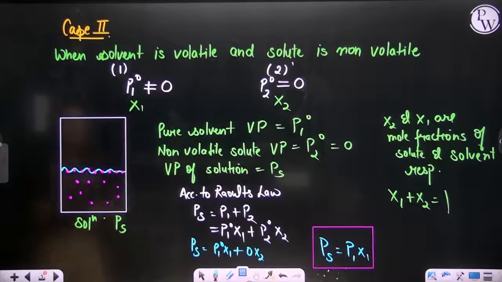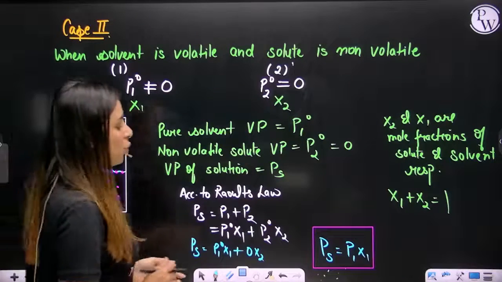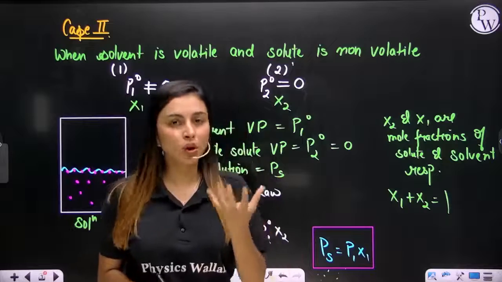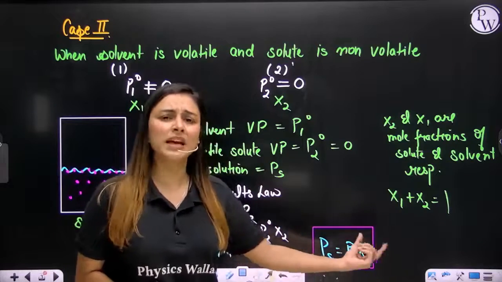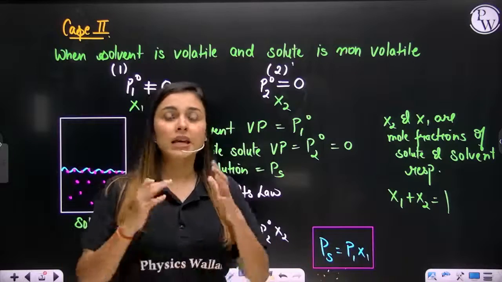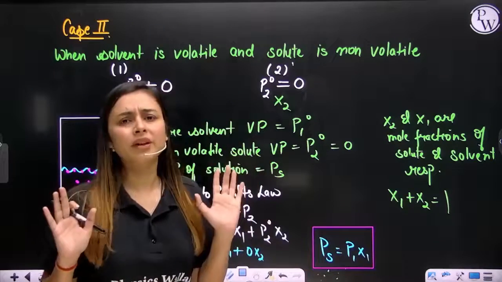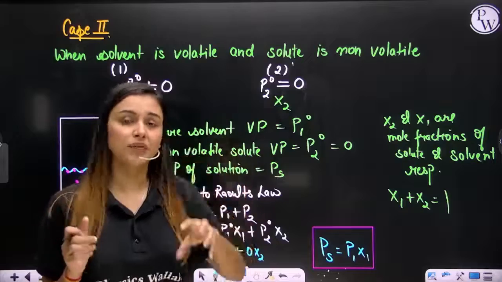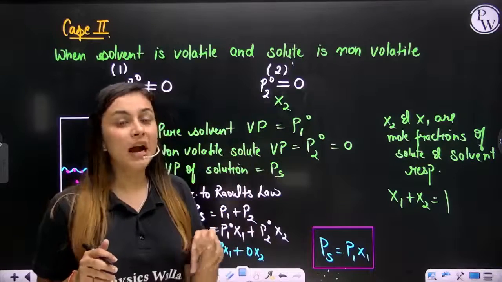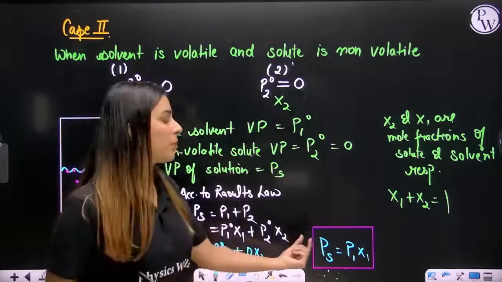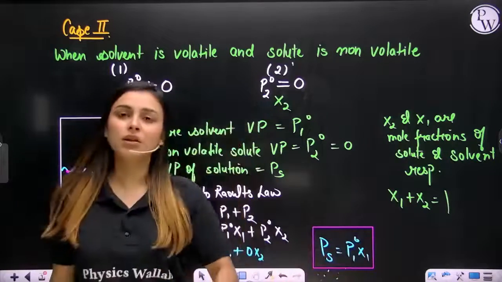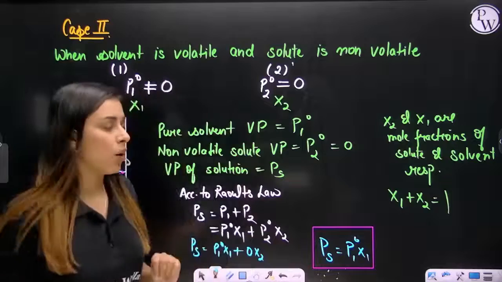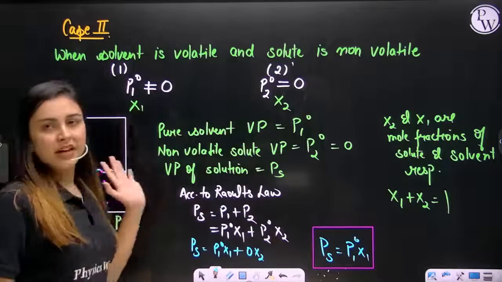Okay, now let's start what I said. I told you that the vapor pressure of the solution has come out to be P1 naught X1, right? Yes. Now, my dear students, we now very clearly understood that if a non-volatile solute is added into a solvent, then the vapor pressure of the solution comes out to be P1 naught X1, right? Yes. Now, this is clear. We don't have any issue with it.